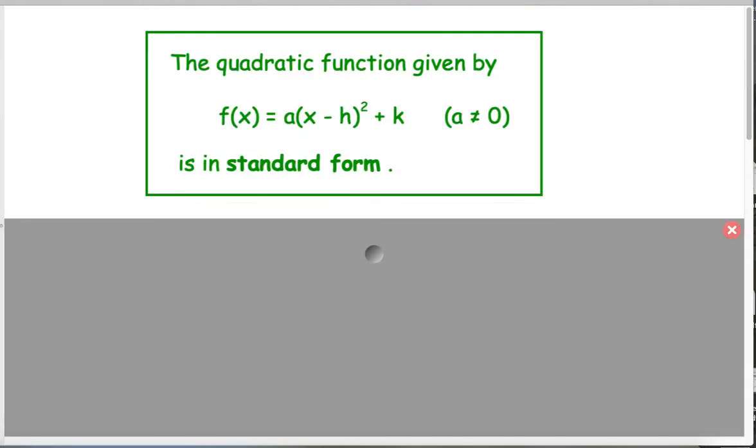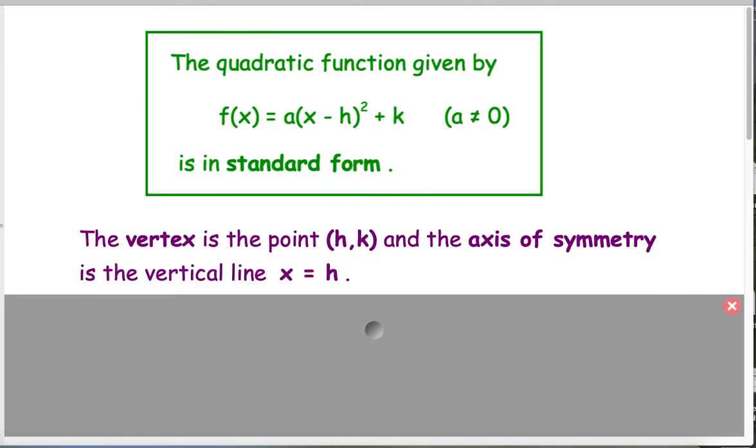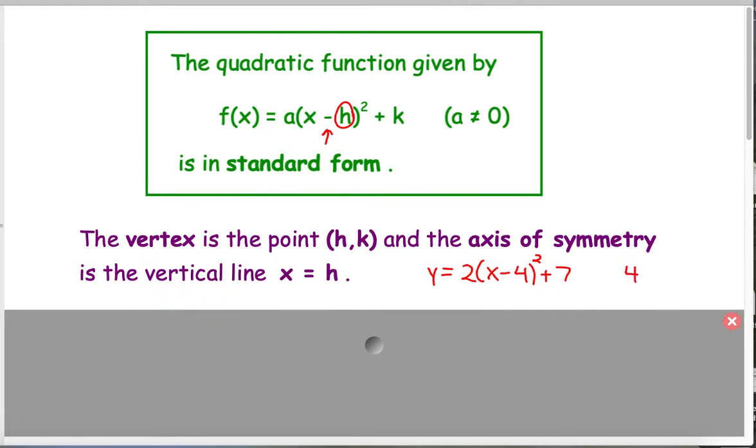All right. But if we can put our quadratic in the standard form that I had mentioned, which is a times the quantity x minus h squared plus k, then we're going to know what the vertex is right off the bat. The vertex will be h comma k. And it's important to understand that h is here, and we're not including the minus. So if I have an equation that looks like, let's say, y equals 2 times x minus 4 squared plus 7, then the vertex is going to be 4 comma 7.